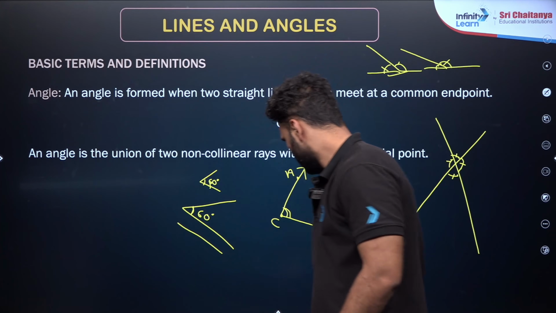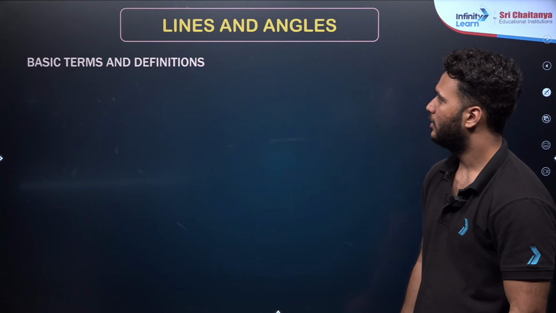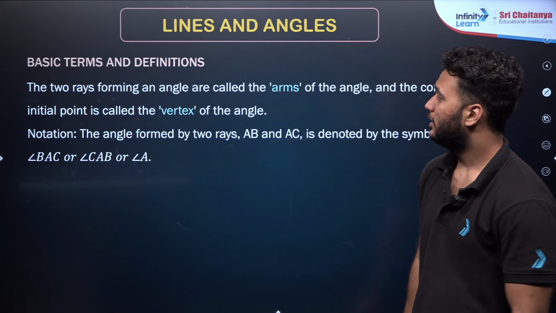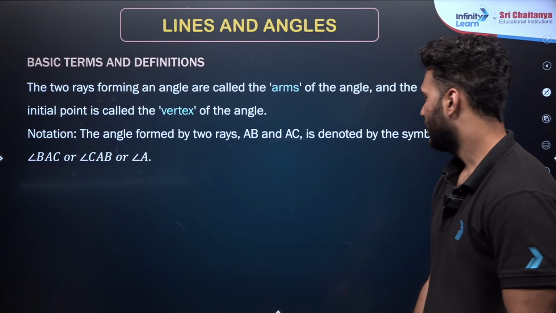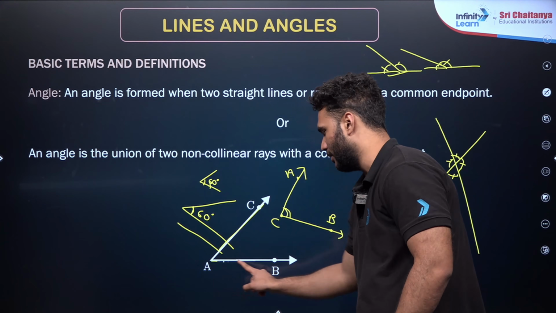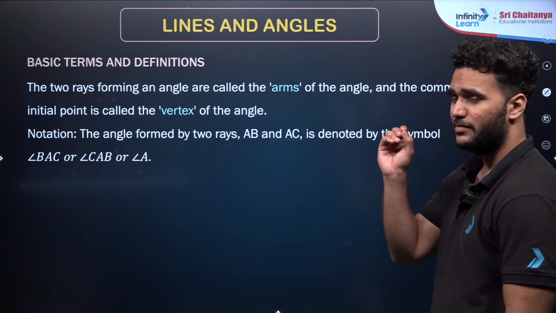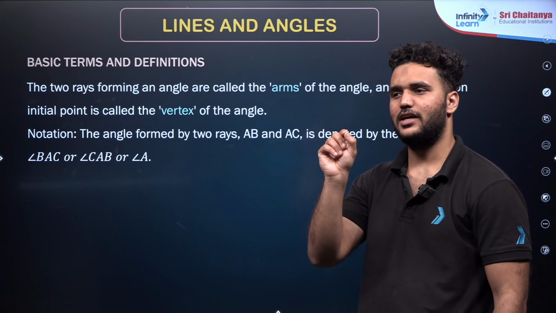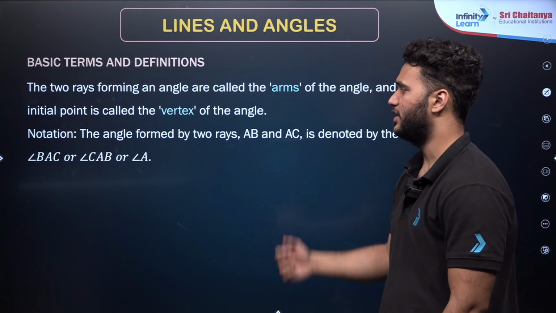Okay, now next, the two rays forming an angle are called the arms. These two are your arms, and the single point where they meet, where we are calculating the angle, is known as the vertex.